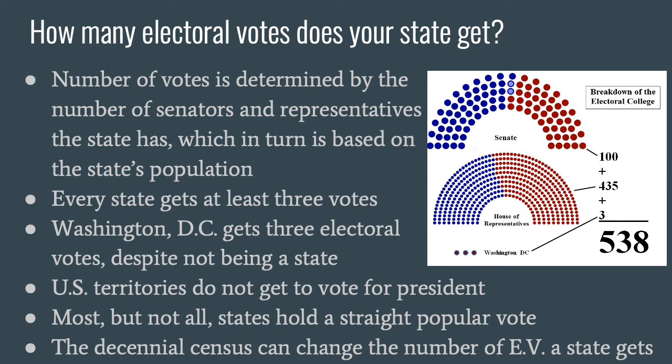The number of electoral votes that a state can have actually can change every 10 years after the census, right? The census tells us how many people live in every state, and that helps us determine how many members of the House of Representatives that state gets, and that in turn changes the number of electoral votes. So every 10 years, we tend to see some states losing electoral votes and other states gaining. And the pattern right now is the South and the Southwest are gaining seats and the Northeast is losing seats.